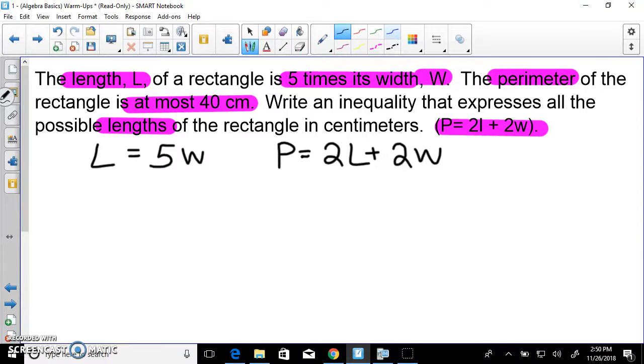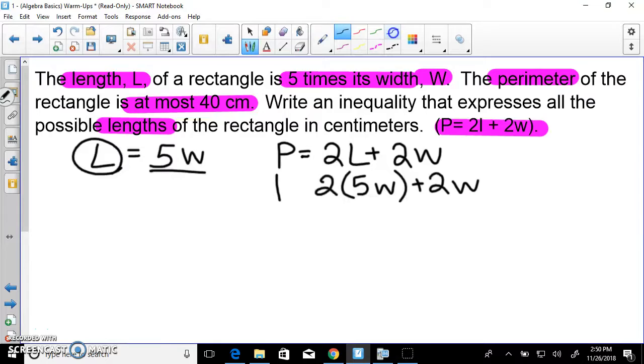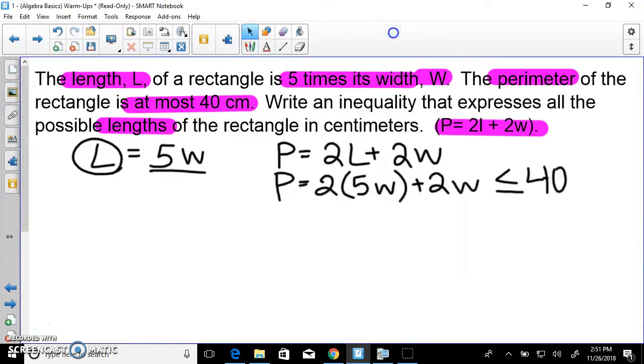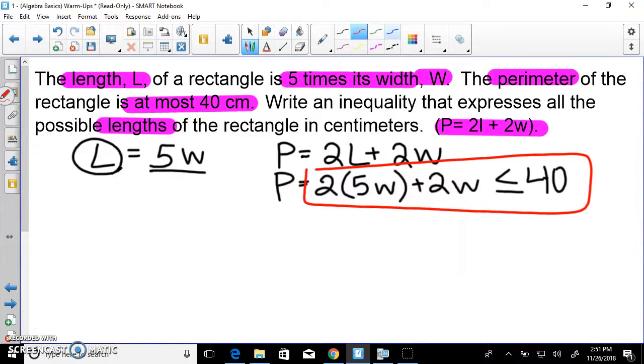So how are we going to use this? Well, we're going to take L and we're actually going to plug in 5W wherever we see L in our equation. So it's going to look like 2 times 5W plus 2W, that's our perimeter. And we said that the perimeter needs to be at most 40 centimeters. So if it's at most 40, it could be less than 40, and it could also equal 40. So it's less than or equal to 40. So the inequality that we're looking at is this. At this point, we're going to drop the P for perimeter because we don't need that anymore. That was just in our formula.